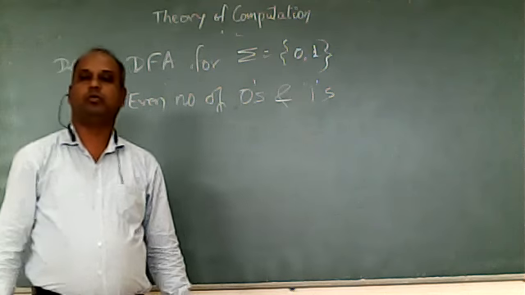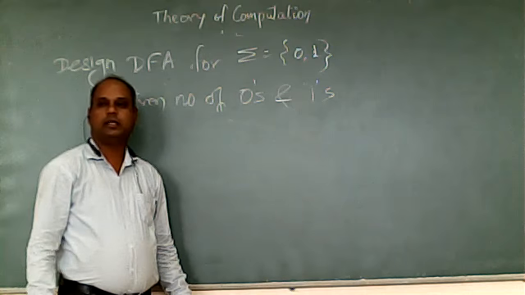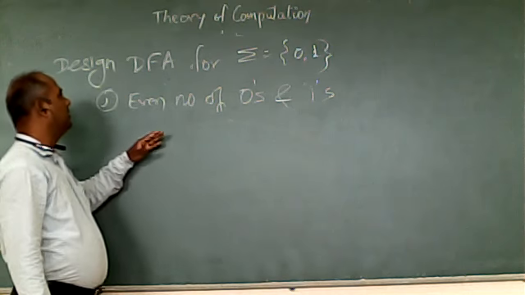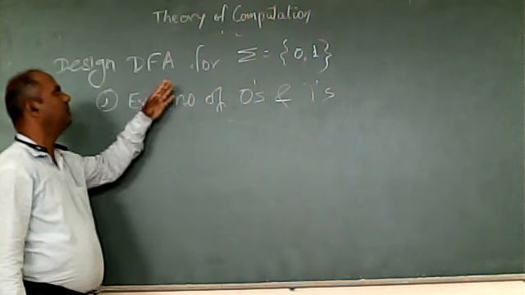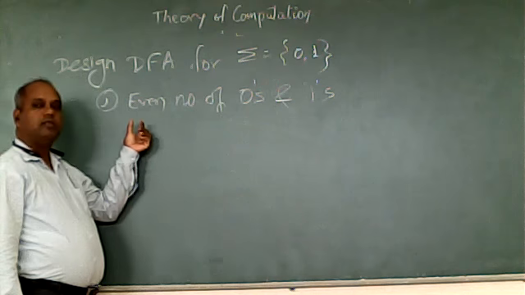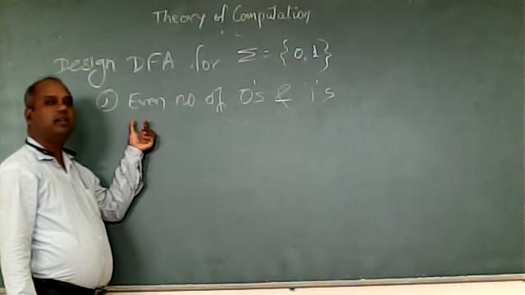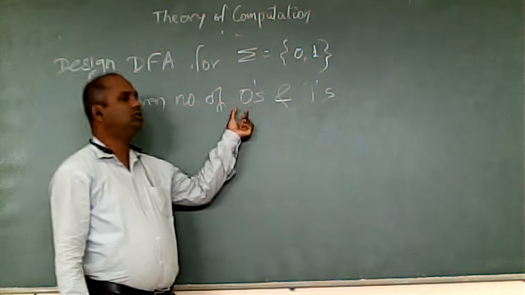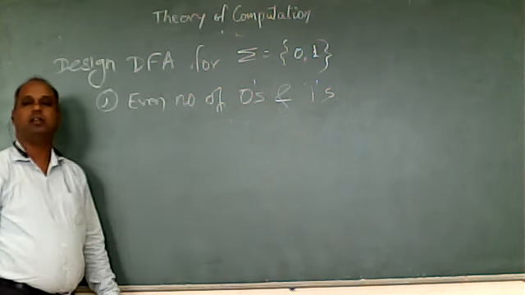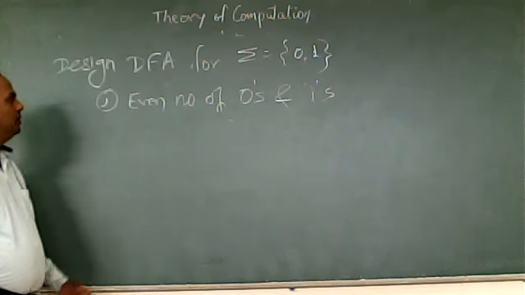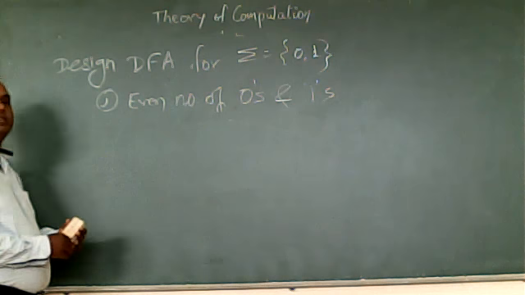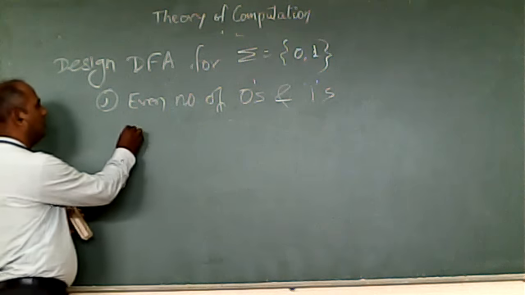Good morning, students. Today we are going to see another problem of the deterministic finite automata, DFA. That is, design a DFA for sigma input 0, 1, where the string contains an even number of zeros and ones, meaning an even number of zeros and an even number of ones. So now we'll start solving with the steps.